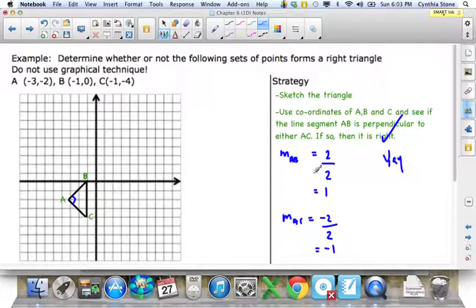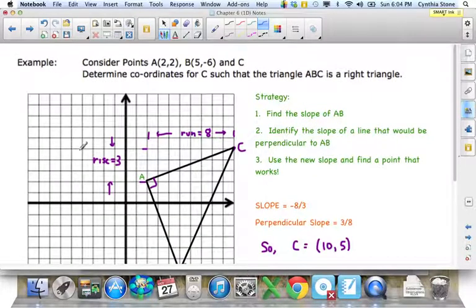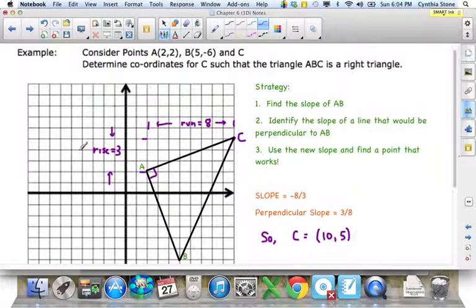Okay, so what I did again, found the slope of each of those two, found that they were negative reciprocals of each other, because if I wanted to find the negative reciprocal of 1, I'd say that's 1 over 1. So the negative reciprocal would be -1 over 1. Okay, last example. This one's pretty tough, I think.